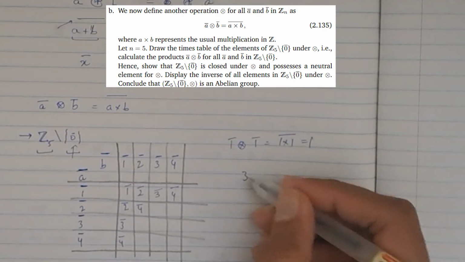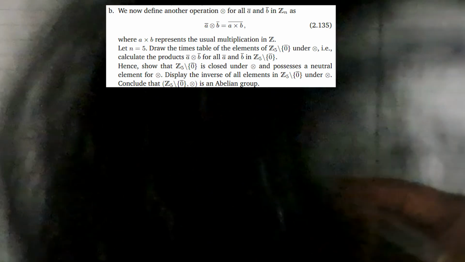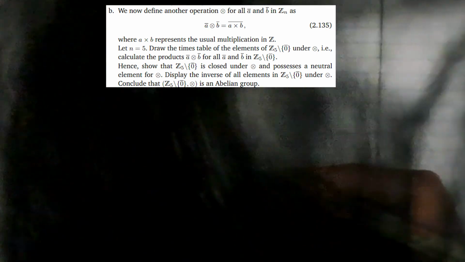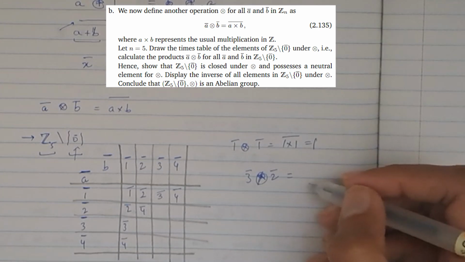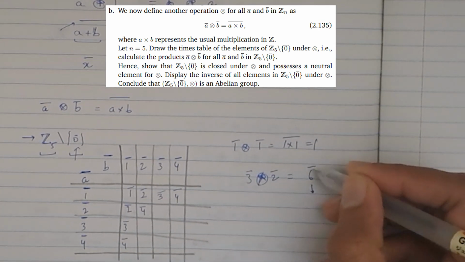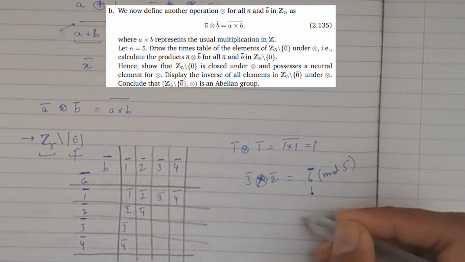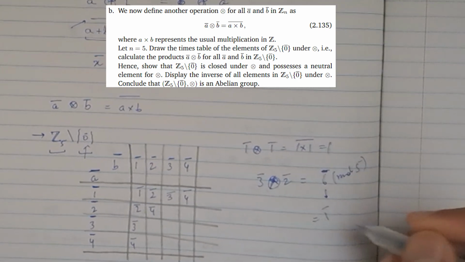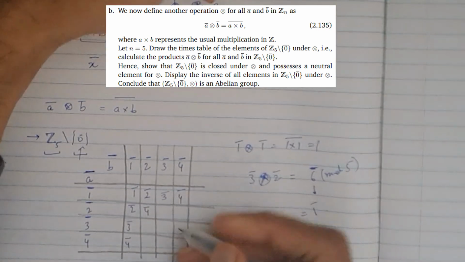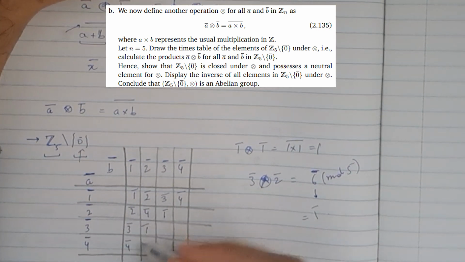Let's think of this. 3 times 2, this operation, whatever this is, will be 6. This equivalence class has to be reduced. So it's 6 mod 5. That is just 1. So that is 1 again. 3 times 2 is 1 again.